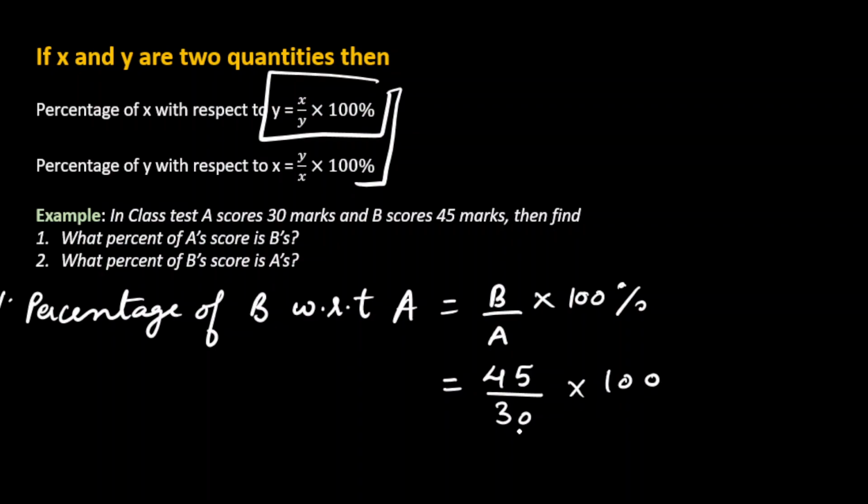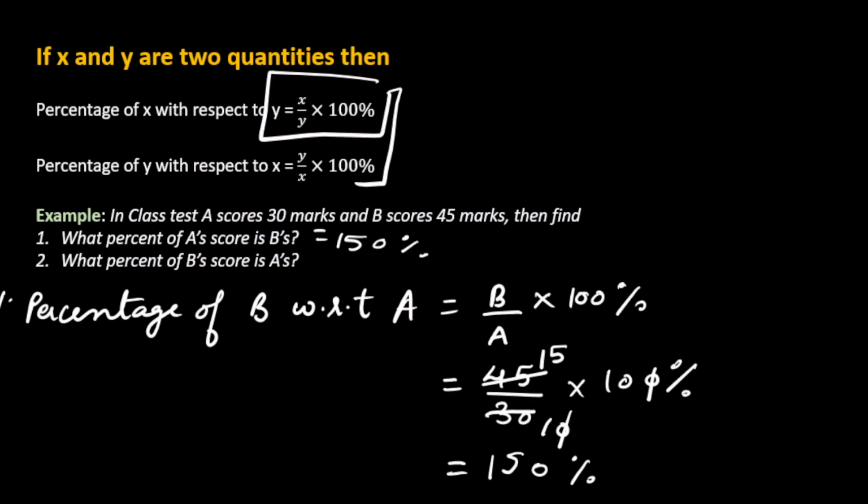So this fraction we can simplify. First of all, we can do cancellation. Cancellation on 3's table: 3 into 10, 3 into 15. Now 10 and 10 will get cancelled. 15 into 10 is 150, and the percentage sign is also there. So the percentage of B with respect to A is 150. The first one's answer is 150%.